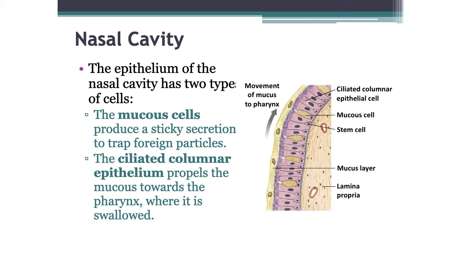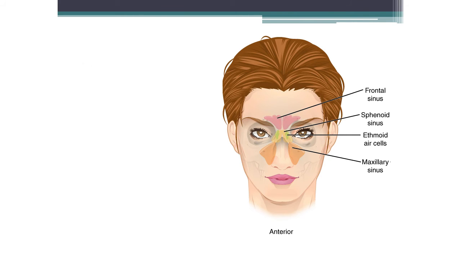The nasal cavity: the epithelium of the nasal cavity has two types of cells. The mucus cells produce a sticky secretion to trap foreign particles, and the ciliated columnar epithelium propels the mucus toward the pharynx where it is swallowed. So this is part of the protection of your respiratory system. The mucus will help to prevent things from entering into your lungs.